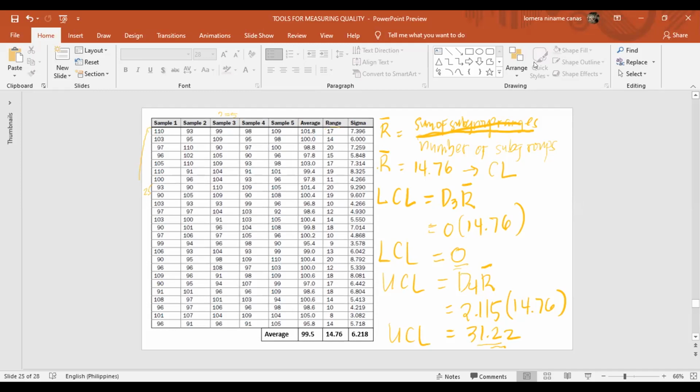We can now plot these points in a chart. We can do it manually. We can also use the aid of Microsoft Excel, so that the illustration or the lines will be more presentable. And then, I don't know if you're familiar with Minitab, we can also graph or create the chart using Minitab. And to use Excel when graphing a range chart, we can do it this way.